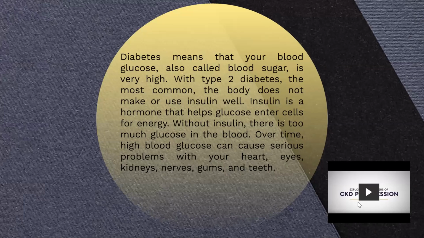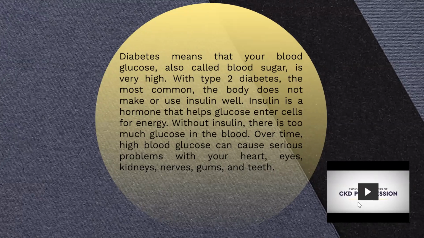Diabetes means that your blood glucose, also called blood sugar, is very high. Why type 2 diabetes? This happens because the body doesn't make or use insulin well. Insulin is a hormone that helps glucose enter cells for energy. Without insulin, there is too much glucose in the blood. Over time, high blood glucose can cause serious problems with your heart, eyes, kidneys, nerves, gums, and teeth.